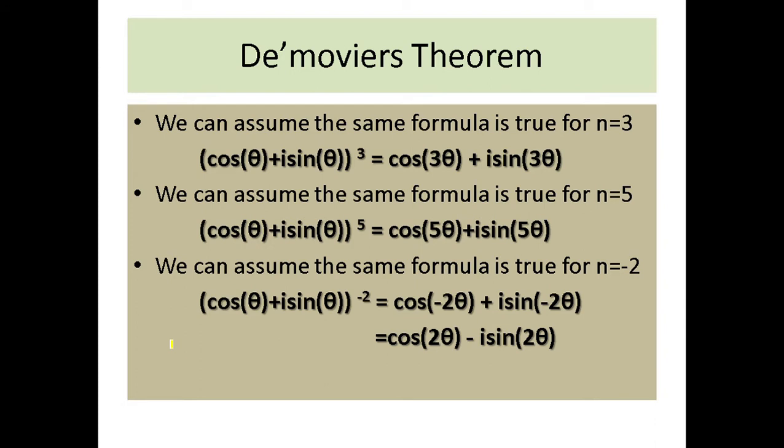But if I have sin minus theta, then the negative sign will come out, so sin minus theta equals minus sin theta. Sin is an odd function, so we can say that cos minus 2 theta equals cos 2 theta, and sin minus 2 theta is equal to minus sin 2 theta, so the minus will come out.